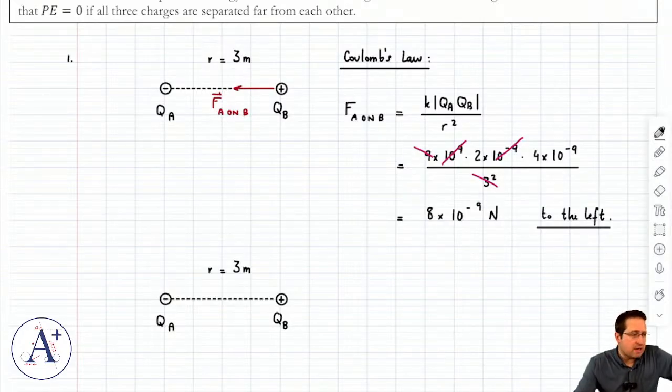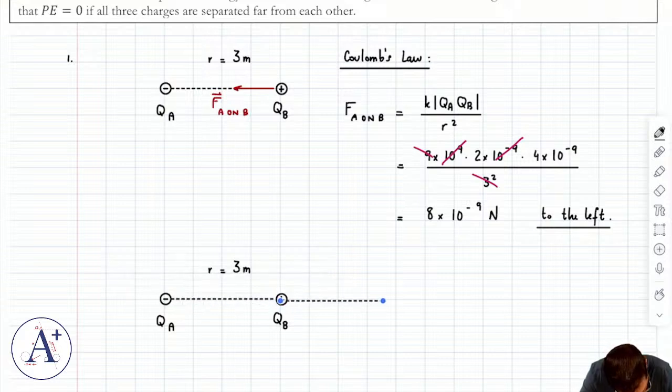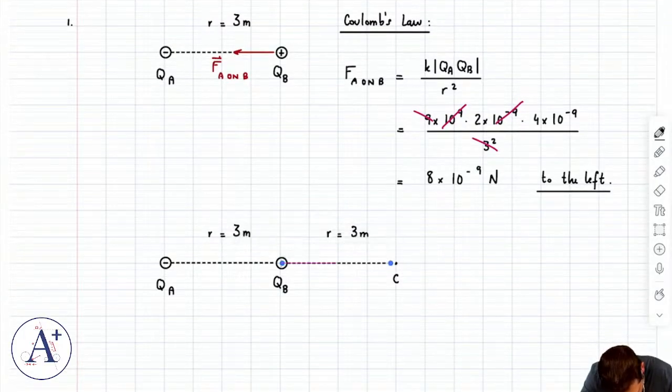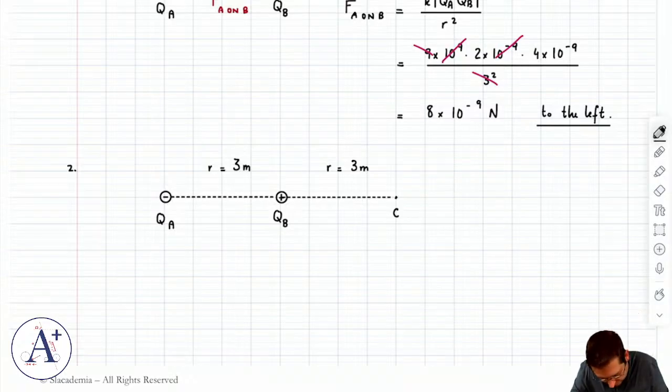All right, then question 2 asks us to find the electric field strength and direction at point C, which is 3 meters to the right of point B. Okay, so we have another location here, point C. That is another 3 meters over to the right. And at point C, there is no charge, not yet anyway. We just want to know the strength of the electric field.